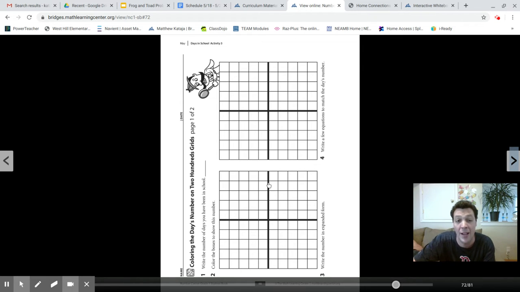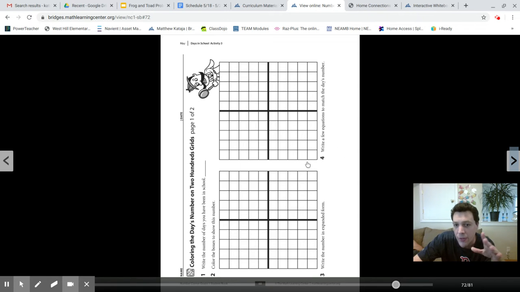First off, for number corner, you have page 68. All I want to do is remind you that it is the 155th day of school. We know that each one of these is a hundreds grid. So we know that we're definitely coloring one in all the way because we have more than 100. It's 155.